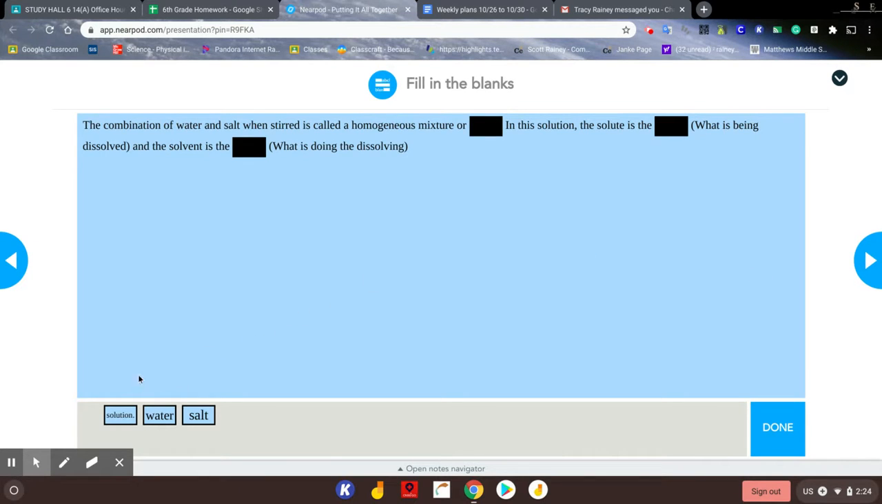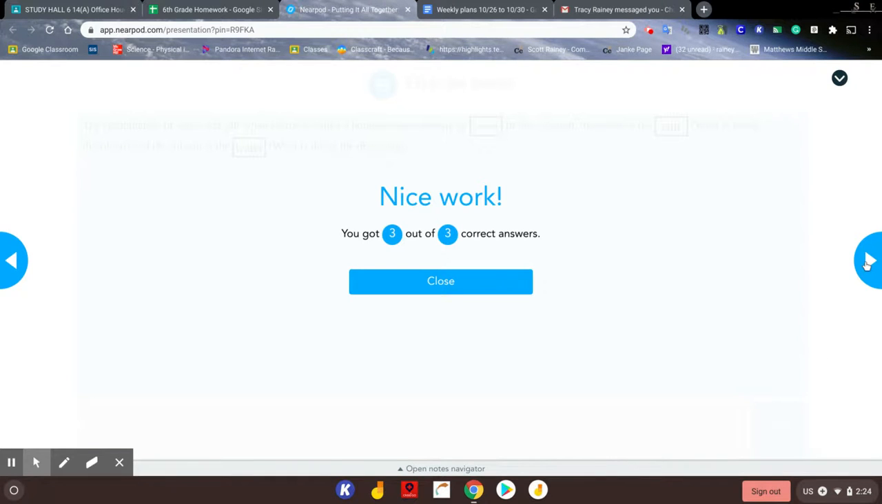Another word for homogeneous mixture is a solution. In this solution, the solute, or what was being dissolved, is the salt. That's what's being broken apart. And the solvent is the water. That's what's doing the dissolving. Water is a really good solvent. It's often called the universal solvent because of its polarity. It tends to break down everything over time.